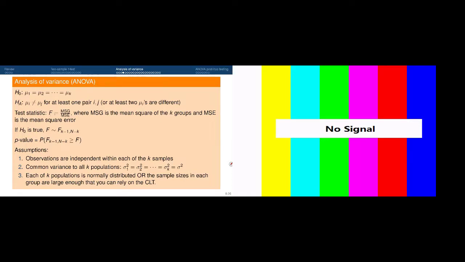And this equals the mean square group divided by the mean square error. Okay, and what the mean square group and mean square error are: the mean square group represents the amount of variation in those black lines on those previous plots, and the mean square error represents the amount of variation in those box plots.